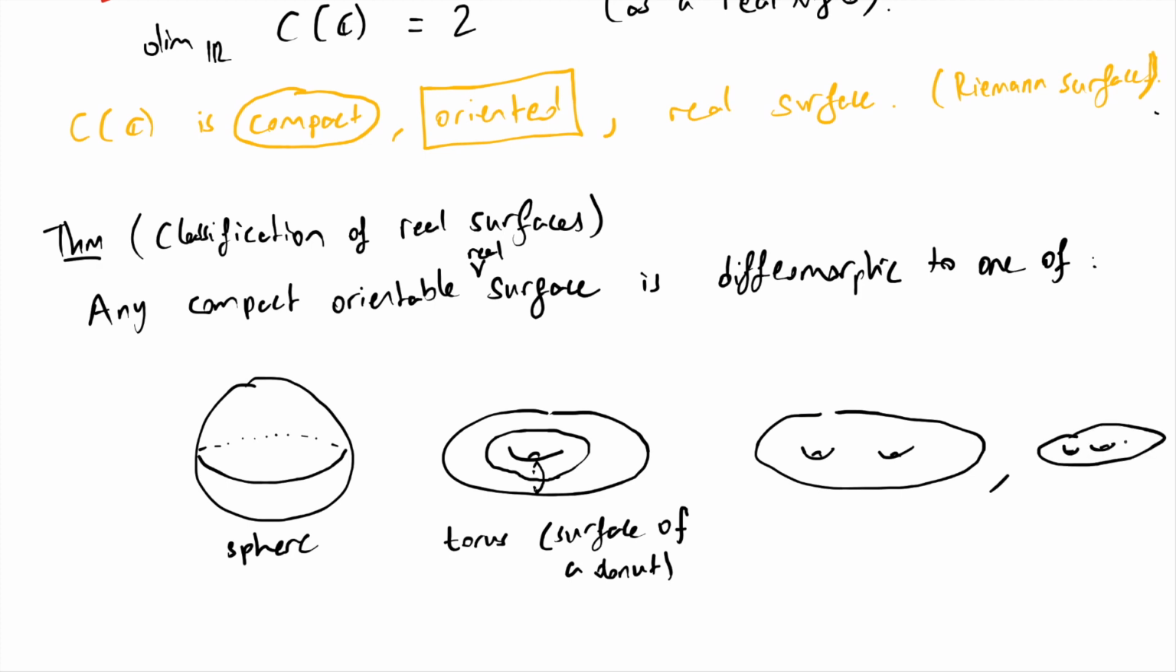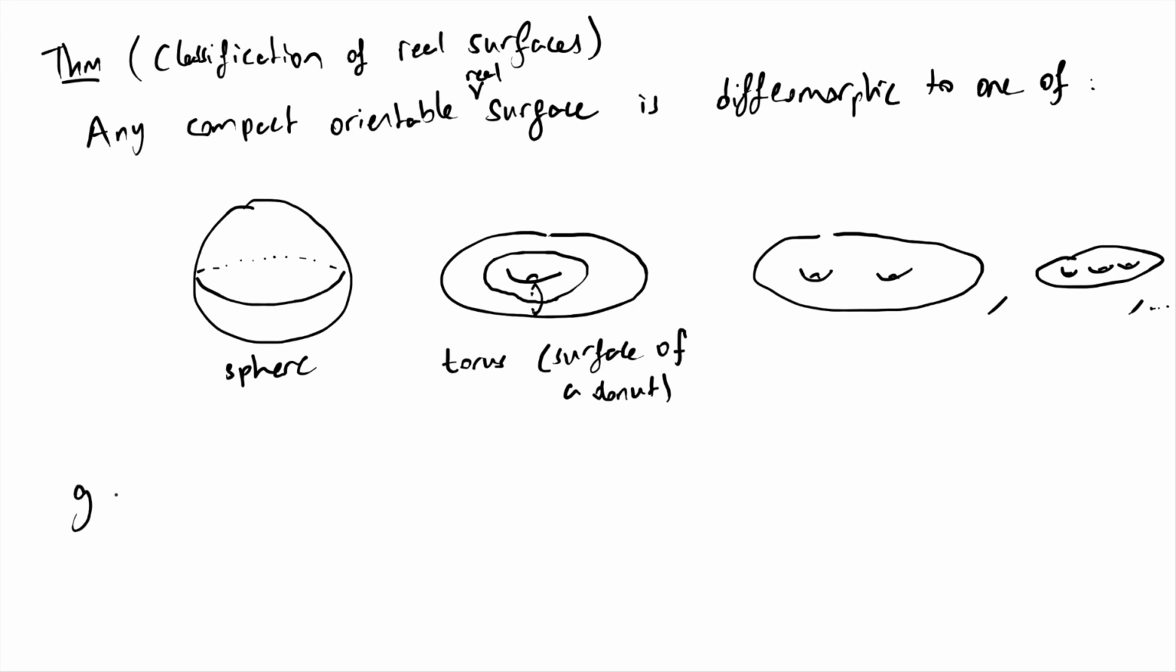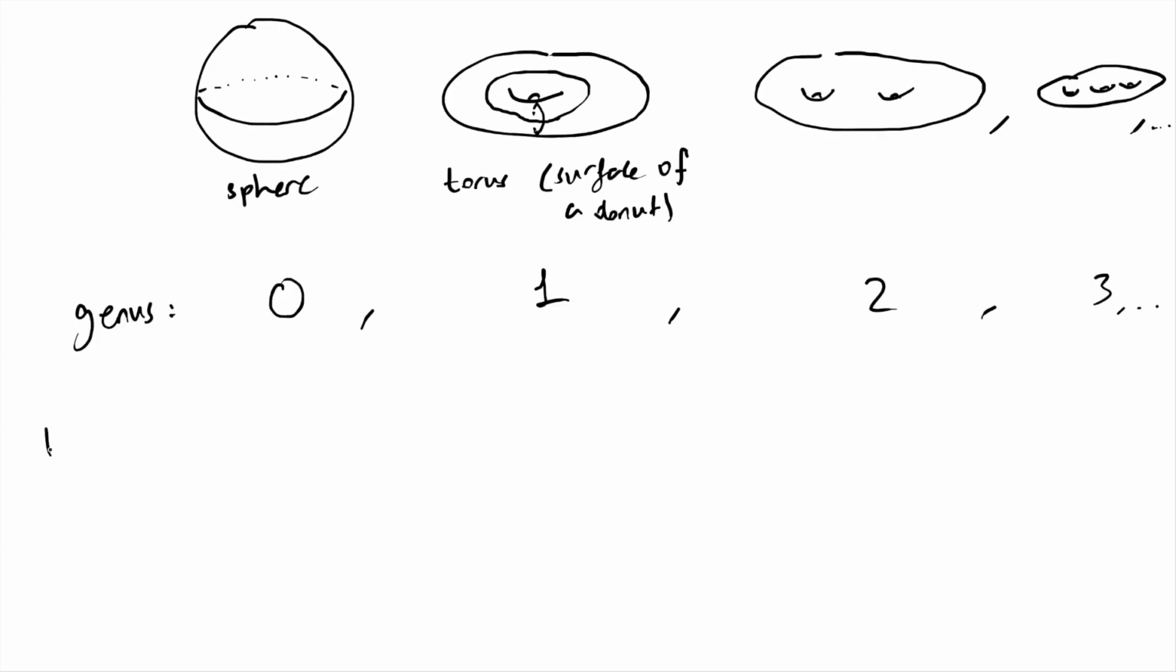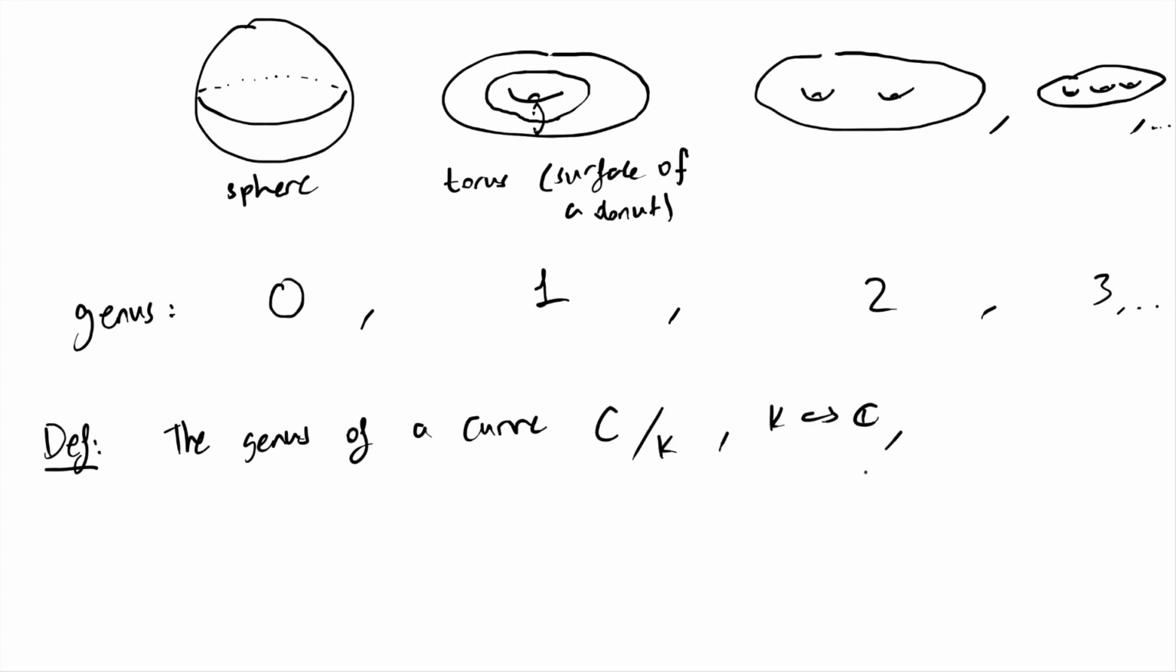They don't have to get smaller, but I'm running out of space, and so on. And usually we say that the genus of the sphere is 0, of the torus is 1, 2, 3, and so on. And the way we're going to use this classification is to say that the genus of a curve, again defined over a field K in C, we'll write g(C) for this genus, and it will be the genus of the underlying real surface.